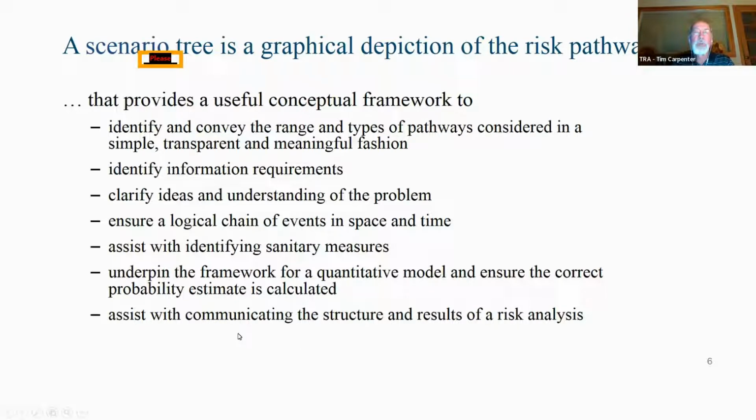And as Noel has pointed out, communication is very important. And I think through the development and presentation of scenario trees and working with decision makers and clients and people that you're communicating with on one side or the other of the border that you're dealing with is a very efficient way to communicate a risk assessment.